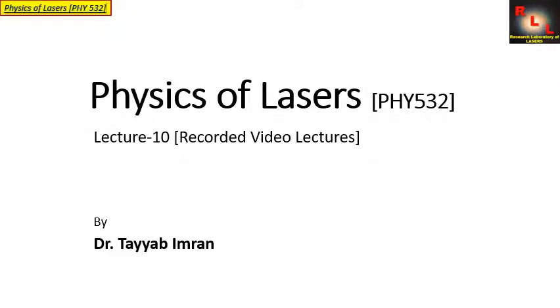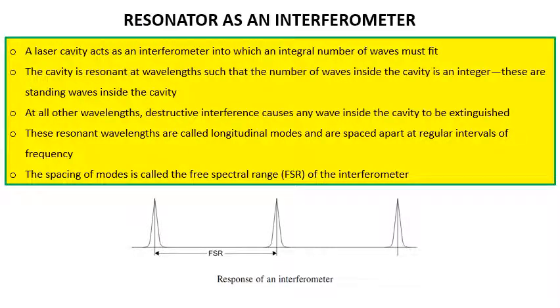This is lecture number 10, chapter 6. So what we're studying actually is a cavity, or you can say a resonator. It's a concept of feedback, where photons are moving to and fro, passing through the lasing medium a number of times. Here, a resonator as an interferometer.